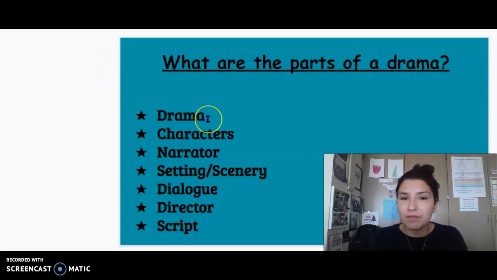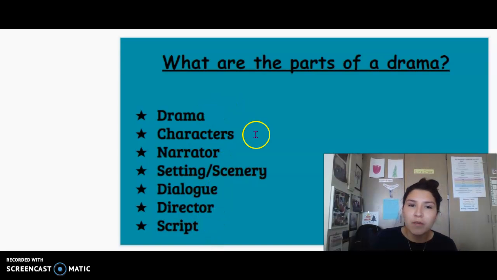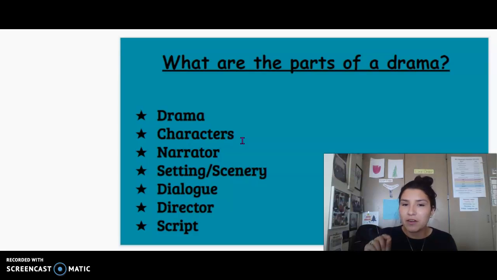We have a drama, characters, narrator, setting/scenery, dialogue, director, and script. Yesterday we covered drama, characters, and setting and scenery. And I very briefly said, okay, we're going to go over narrator tomorrow.